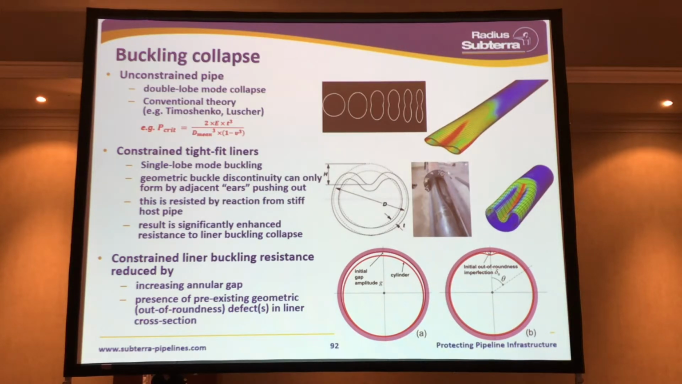In order to create a buckle in a close-fit liner, the shoulders have to push out. That's what I've tried to show in that middle diagram up there. And that pushing out is resisted by the host pipe, and that significantly enhances the resistance of the liner pipe to buckling collapse. But that enhancement factor is reduced if there's any disparity between the liner pipe OD and the host pipe ID, and it is also reduced if there is a pre-existing buckle in the liner pipe. In other words, if it's already buckled, it's easier to buckle it.